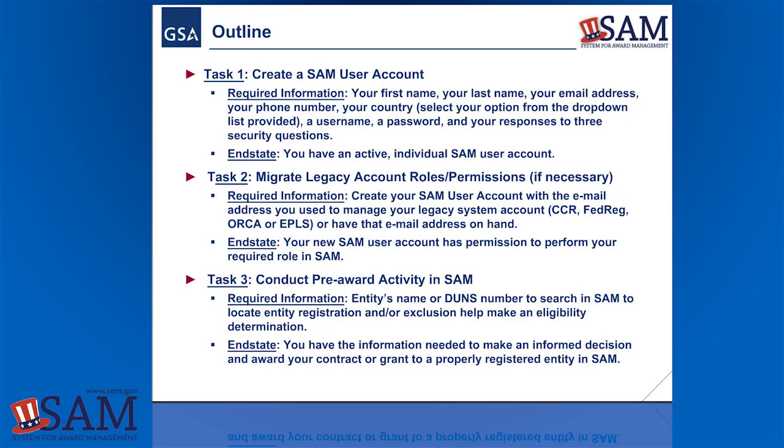Then we're going to migrate the permissions that you used to have in some of the legacy systems. And then finally, I'll walk you through the pre-award activity, how you're doing it, what you're looking for, and where to find information that you were used to finding in CCR or EPLS, and where to find that information in SAM. Hopefully, this will get you set up to make the 4th quarter of the fiscal year a little easier and familiarize you with the tool that you need to use to do your job. So, with that, let us move into task 1.